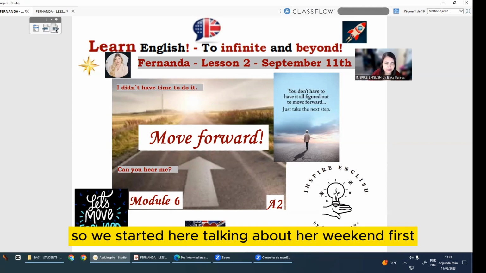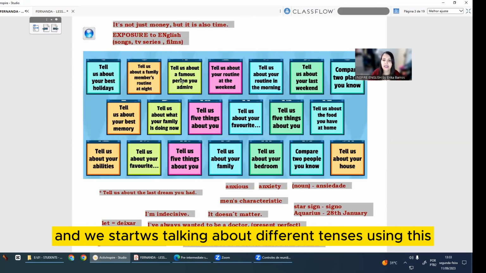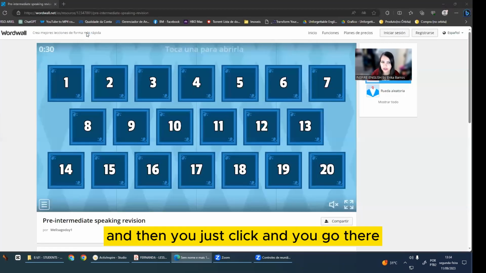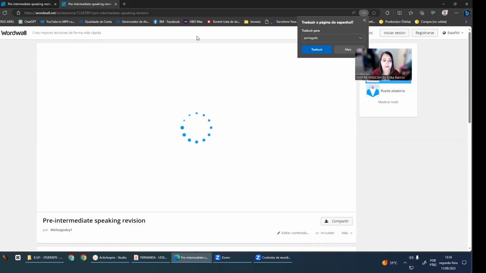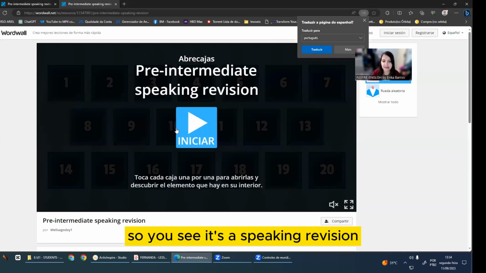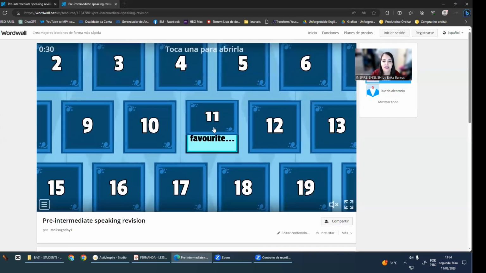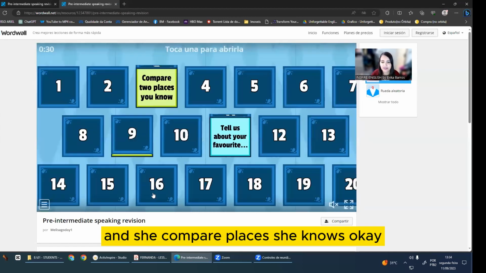So we started here talking about her weekend first. And we started talking about different tenses using this word wall. So ActivInspire is amazing, guys, because you put here the link and then you just click and you go there. You don't have to close a window, open another one. So you see, it's a speaking revision. It's about everything they learned before this unit. So she talks about her favorite and she compares places she knows.